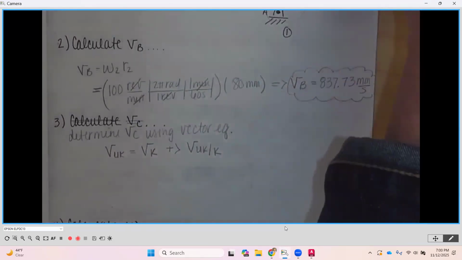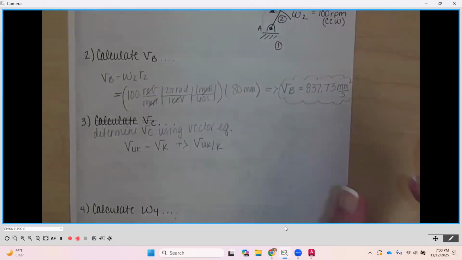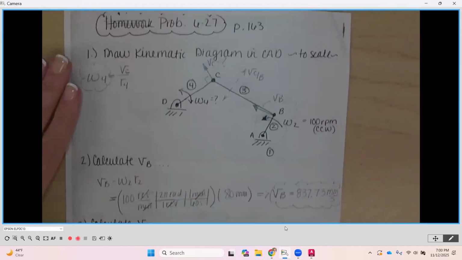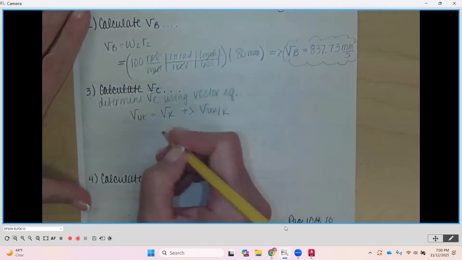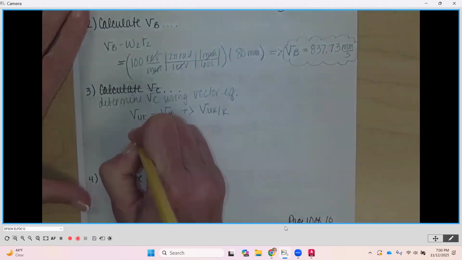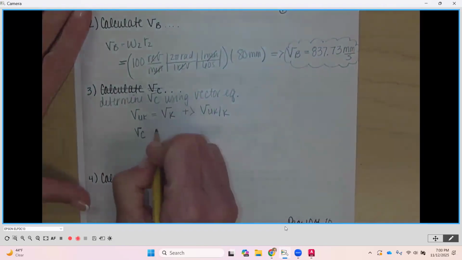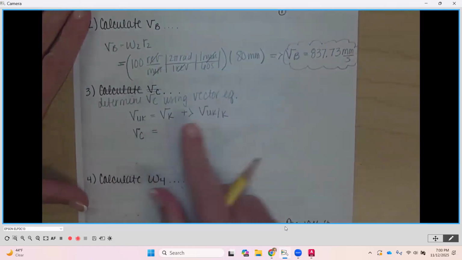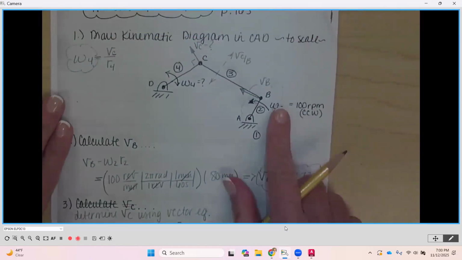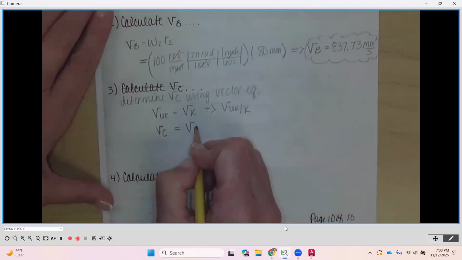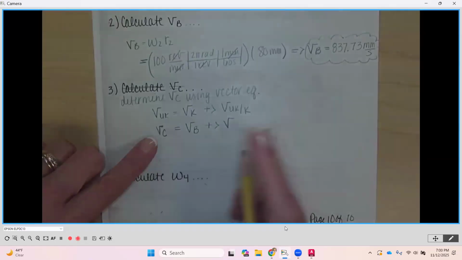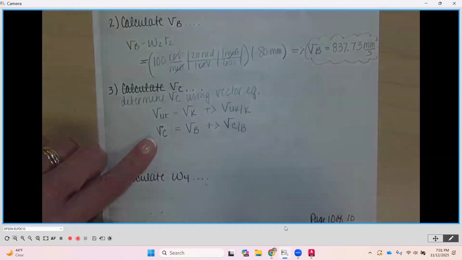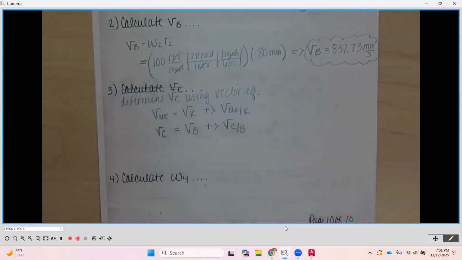Unknown is what we're trying to find, the velocity of B, right? So we're going to say our velocity of C. I think I said B. Our velocity of C is unknown. It's going to be equal to our known. We just calculated the magnitude of B and we know its direction, so that is fully known. Velocity of B, plus vectorially, the velocity of C relative to B. It has to be in that order. C is our unknown relative to our known.